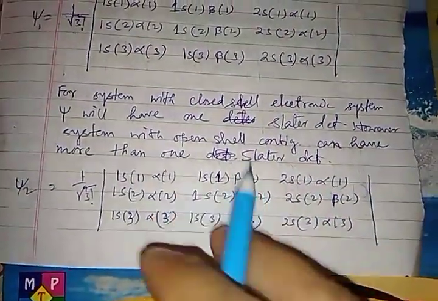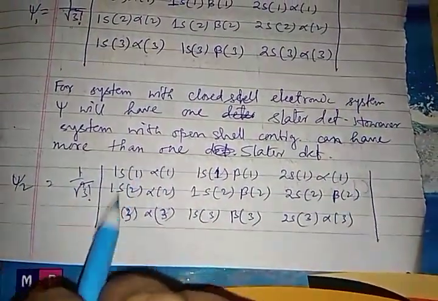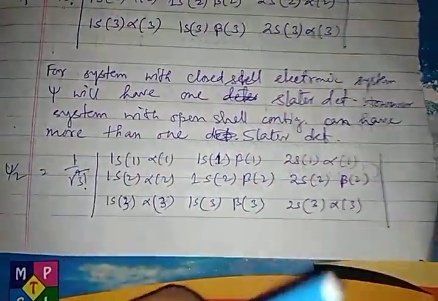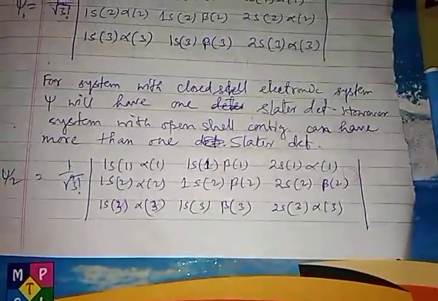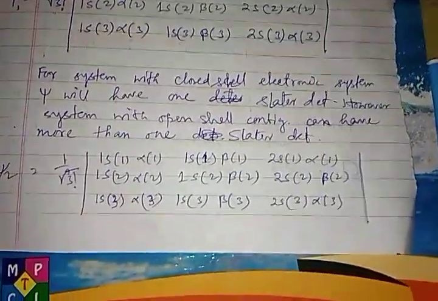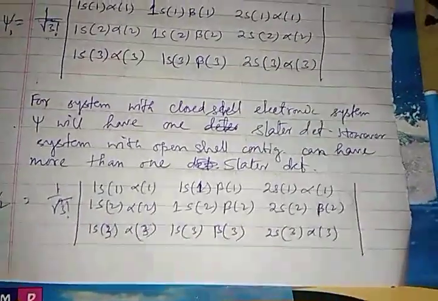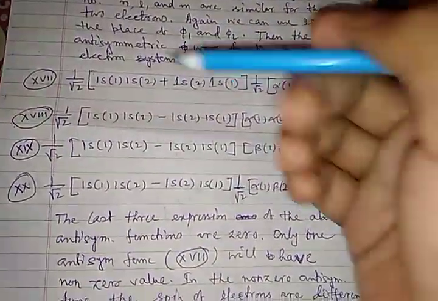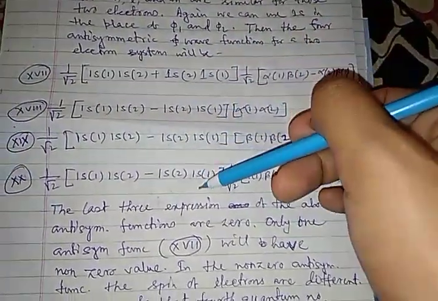So for a closed shell configuration we have only one determinant, whereas for an open shell configuration we have more than one Slater determinant. Now the question is, if we take the Slater determinants for antisymmetric functions which are acceptable, then the antisymmetric function can yield a zero value, because in the two-electron system, if you notice, we have four combinations in helium.